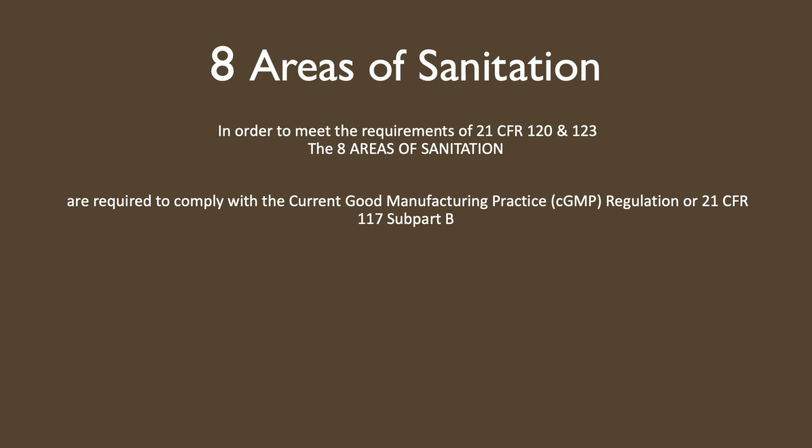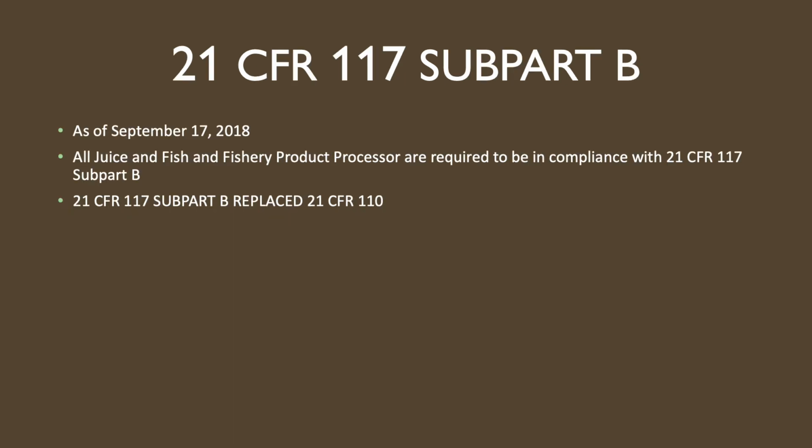In order to meet the requirements of 21 CFR 120 and 123 for the 8 areas of sanitation, they are required to be in compliance with 21 CFR 117 subpart B, the Current Good Manufacturing Practice regulation, or CGMP. As of September 17, 2018, all juice and fish and fishery product processors are required to be in compliance with 21 CFR 117 subpart B. 21 CFR 117 subpart B replaced 21 CFR 110.